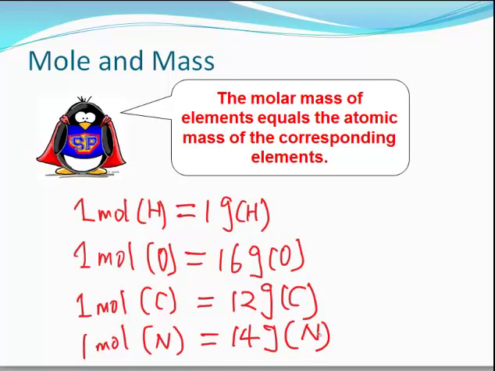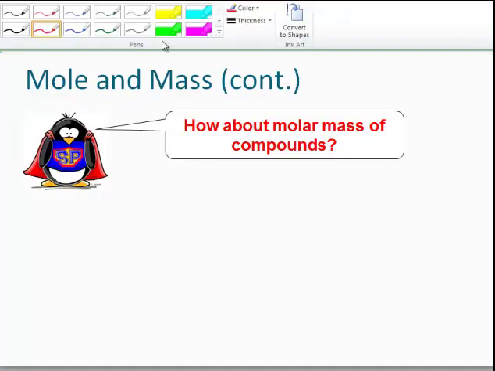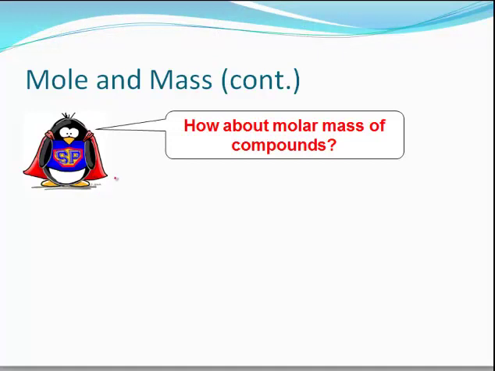Those relationships in the previous podcast are used to calculate between the moles of the element and the number of atoms of that element. Then how about the molar mass of compounds? For instance, how about the molar mass of water, H2O? How do you go about it? Actually, I want you to pause here for 5 minutes, get a piece of paper, and start to derive the molar mass of the compound.